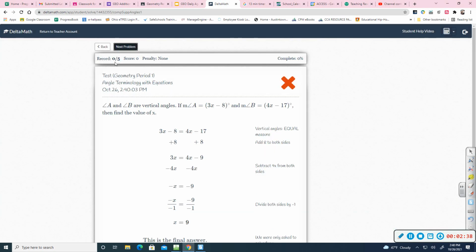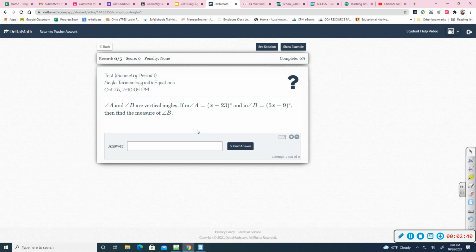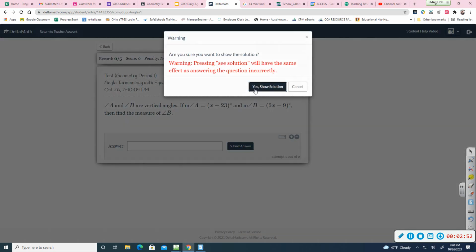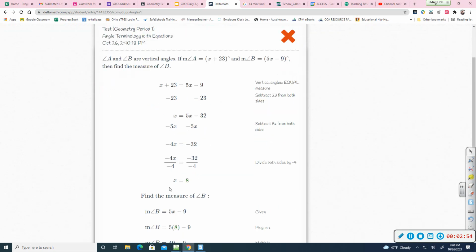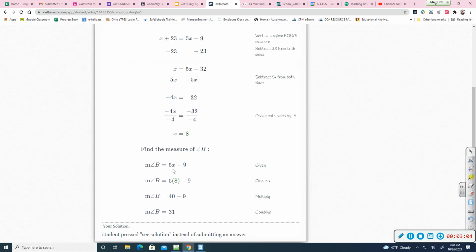Alright, let's look at another one. Here, angle A and angle B are vertical angles. Again, you know that vertical angles are equal to each other. So you would do x plus 23 equals 5x minus 9. And you would solve that equation for x. But in this example, it says find the measure of angle B. So once you find that x equals 8, you are not done. There's another step that you need to do, which we'll look at here.